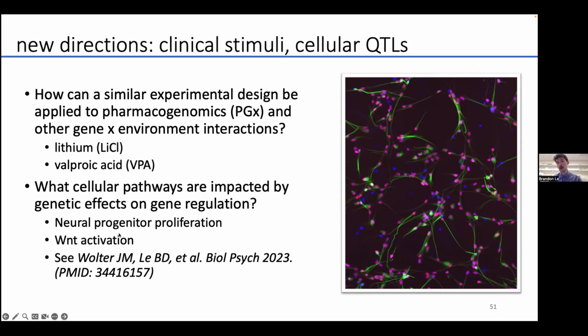And additionally, not just molecular QTLs can help understand all of these complex traits. We also would love to consider cellular pathways that may be downstream of the gene expression and chromatin themselves. So we've done this by doing cellular QTLs, where we look at genetic effects on the proliferation of these neuroprogenitors, as well as their capacity to respond to Wnt, as measured by a luciferase reporter assay. If you want to see some results on that, we put out a paper that came out early this year that shows some genetic effects on lithium-sensitive proliferation of these cells.